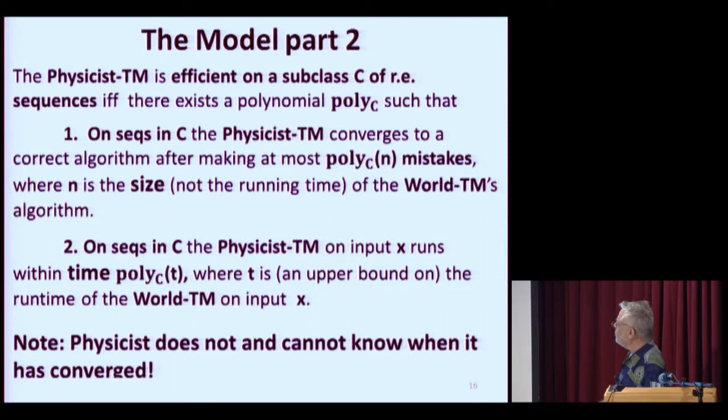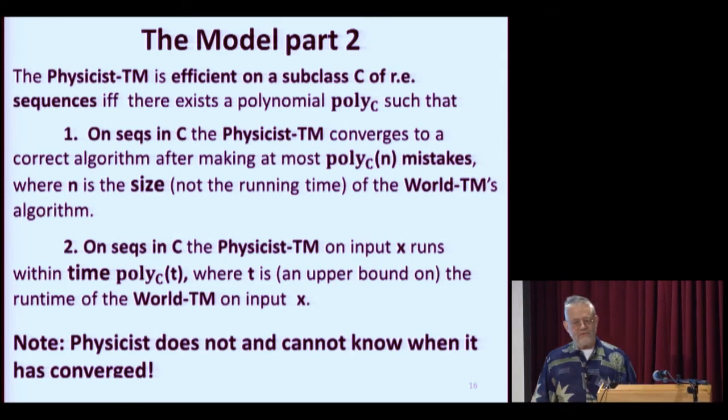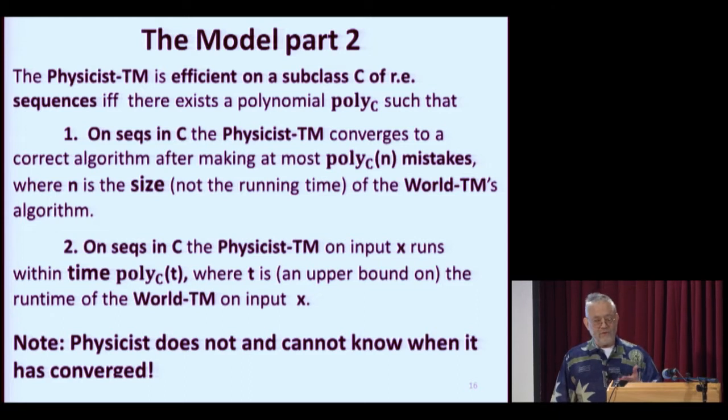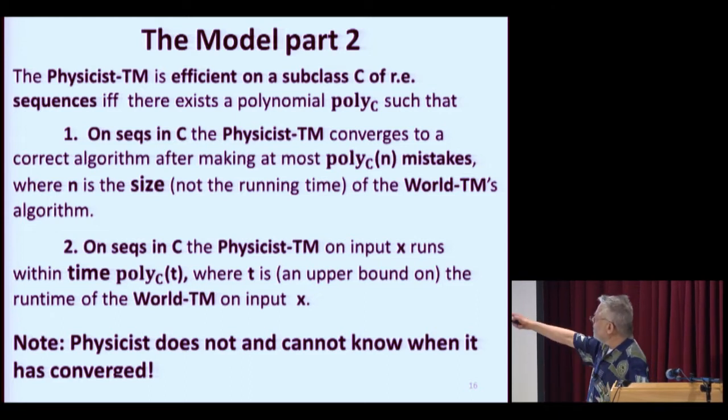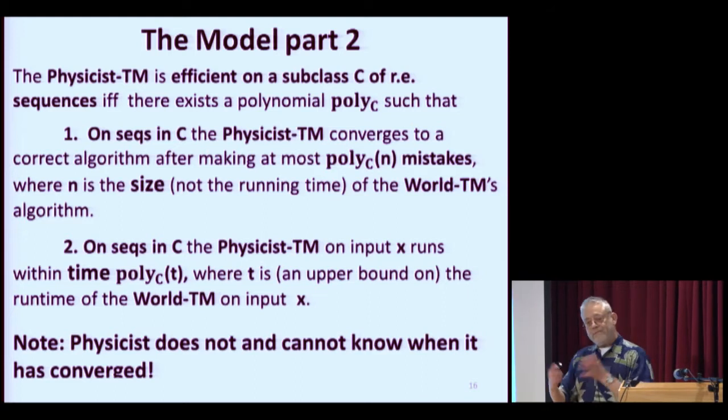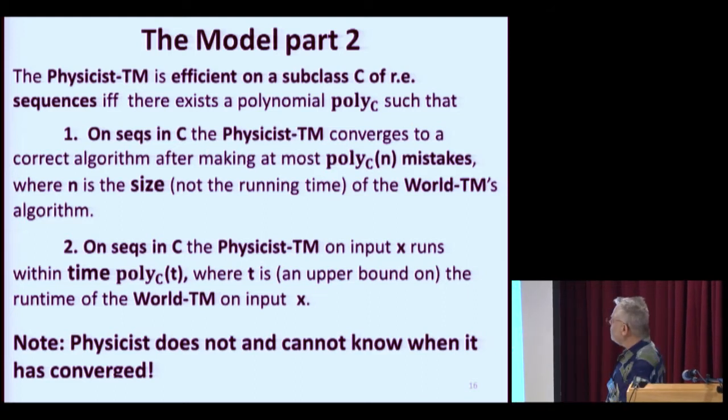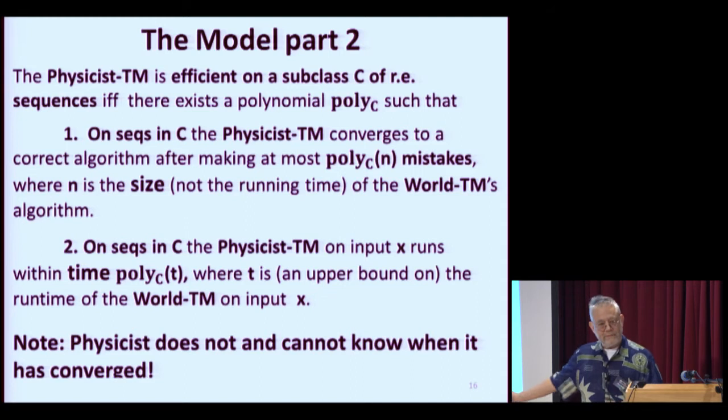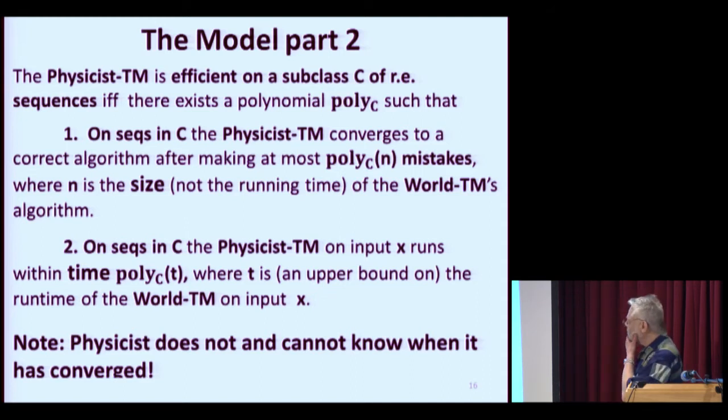Anyway, this is a slight modification because I don't know how to construct a physicist that can infer all sequences, but I can at least construct a physicist that's efficient on a subclass of sequences. On sequences in the class, the physicist will converge on a correct algorithm after making at most a polynomial number of mistakes, and that physicist will converge in the right amount of time.